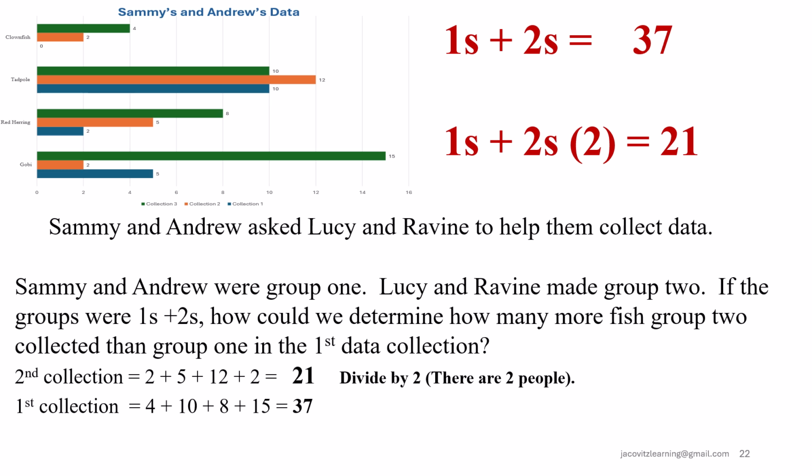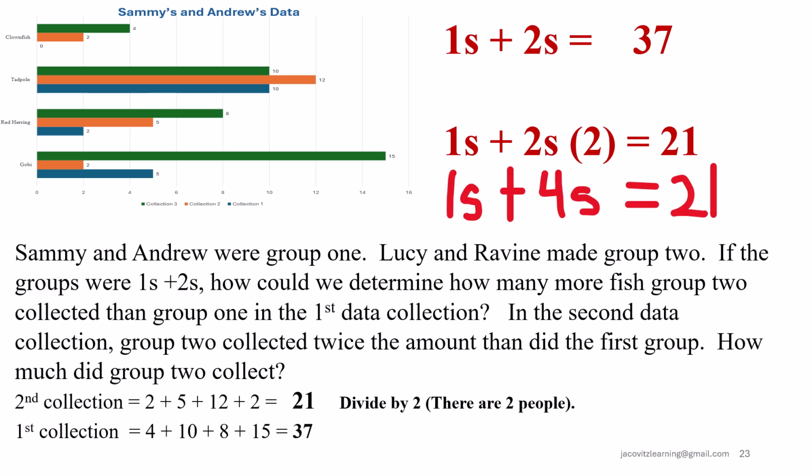Okay, so this is group collection if we're getting ready to do like doubles. So Sammy and Andrew asked Lucy and Ravine to help them collect data. Sammy and Andrew were group 1, Lucy and Ravine made group 2. If the groups were 1S and 2S, how could we determine how many more fish group 2 collected than group 1 in the first data collection? So the first part of your question is you just set them up as 1S plus 2S equals 37. But this one over here asks you a different question, and we're going to move on to that.